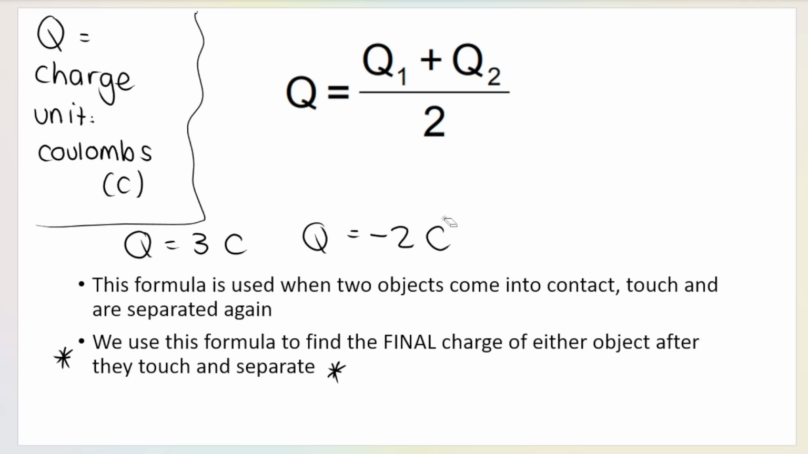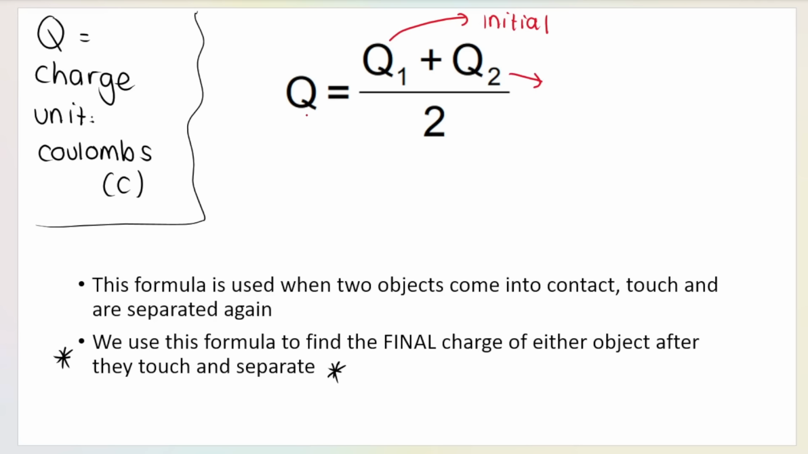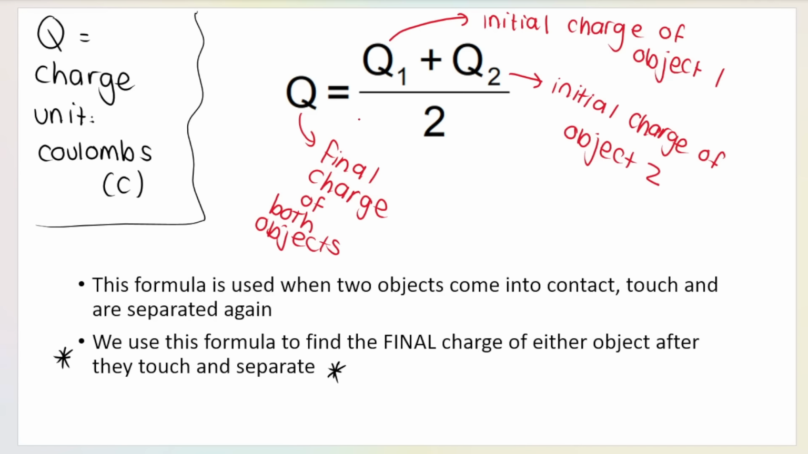Right, so charge is Q. That's the symbol. The unit is coulombs. So Q1 is the initial charge of object 1. Q2 is the initial charge of object 2. And Q is the final charge. What's important about Q is it is the final charge of both objects. So that is very important. And obviously the unit for all the Qs is coulombs, or C.